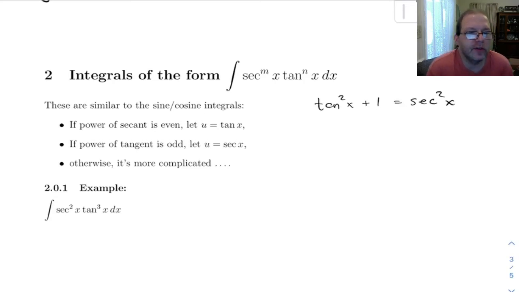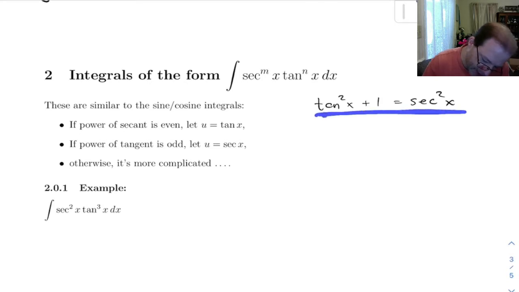Dealing with integrals that involve secant and tangent is very similar to dealing with the sine and cosine integrals. But we've got a couple of rules that we'll use and a couple of other things we need. We might need this identity, tan squared x plus 1 equals secant squared x. And the other thing that we need is something you should remember from Calc 1.